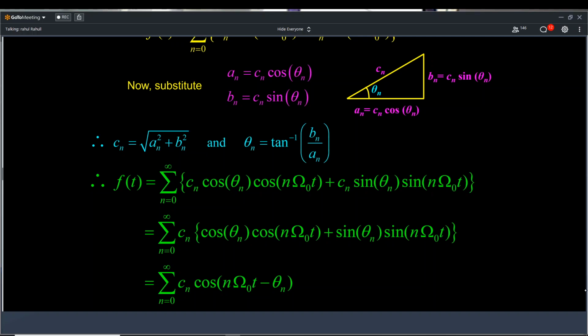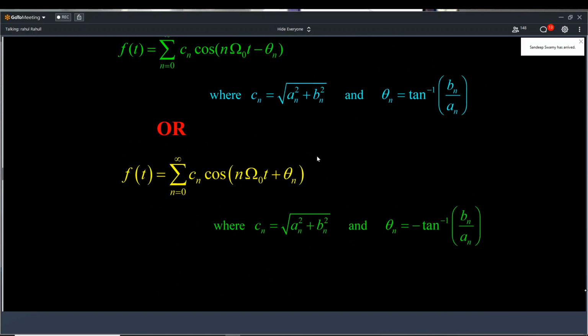And that's why, if you are expanding this by this substitution, putting an = cn cosine of theta n and bn = cn sin of theta n, it will be f of t = summation of n = 0 to infinity, cn cosine of theta n multiplied by cosine of n omega 0 t. So similarly for the sine terms. After trigonometric simplification, you will get the last equation, that is summation n = 0 to infinity cn cosine of n omega 0 t minus theta n.